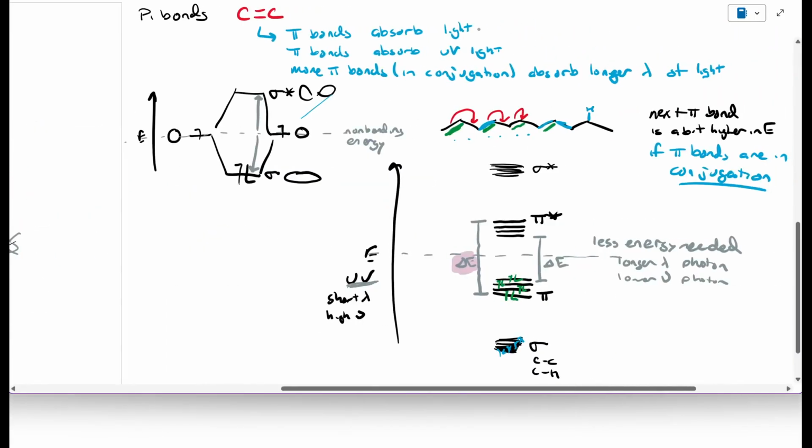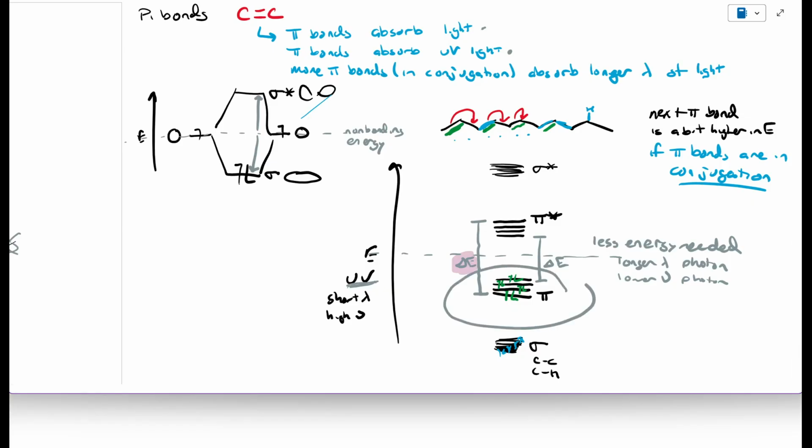Remember our 3 points. Pi bonds absorb light. Pi bonds absorb ultraviolet light. More pi bonds in conjugation absorb longer wavelengths of light. Eventually, with enough pi bonds in conjugation, this delta E gets small enough that the photon gets long enough, and the energy is low enough, that you absorb a visible photon of light. And when you absorb a visible photon, then you reflect back the rest of the visible photons, and the molecule takes on a color. And that's very interesting.